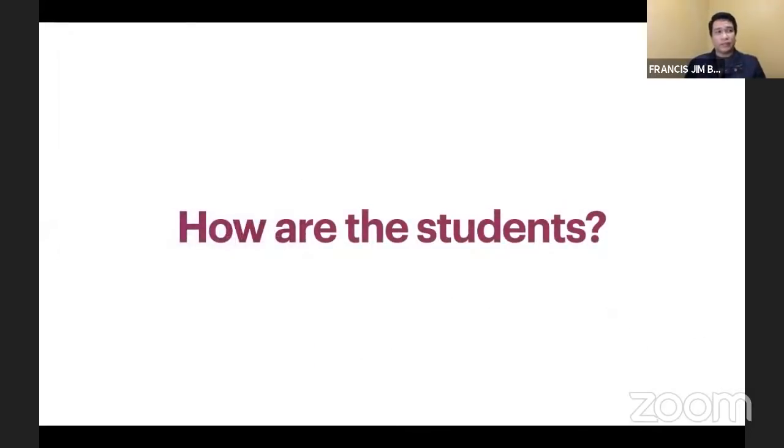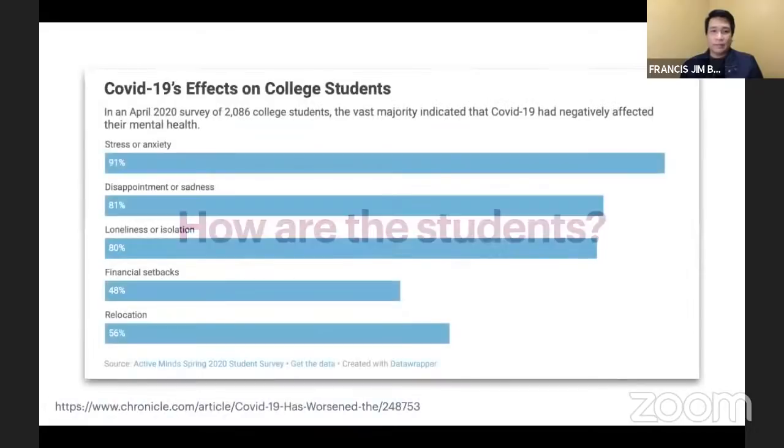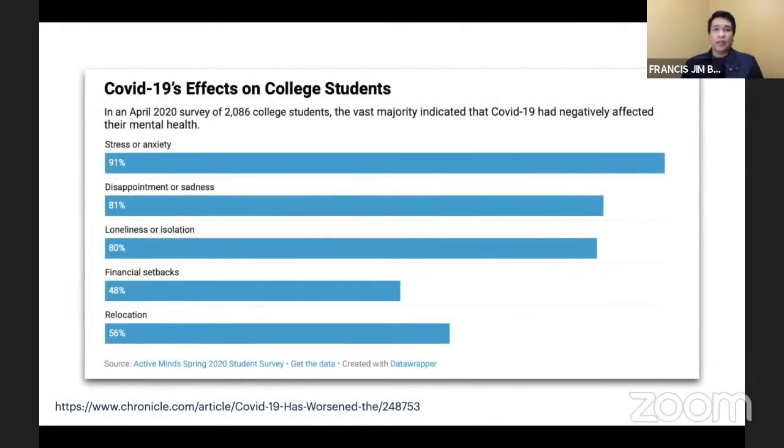But one of the things that we have discussed is we really wanted to know how the students are at this time of the pandemic, and this is research done in April by Active Minds, the Spring 2020 student survey. They asked college students how they are. This is a US-based study, asking college students how they are at this time of the pandemic. This was in April 2020, when we were just experiencing the rise of the COVID pandemic.